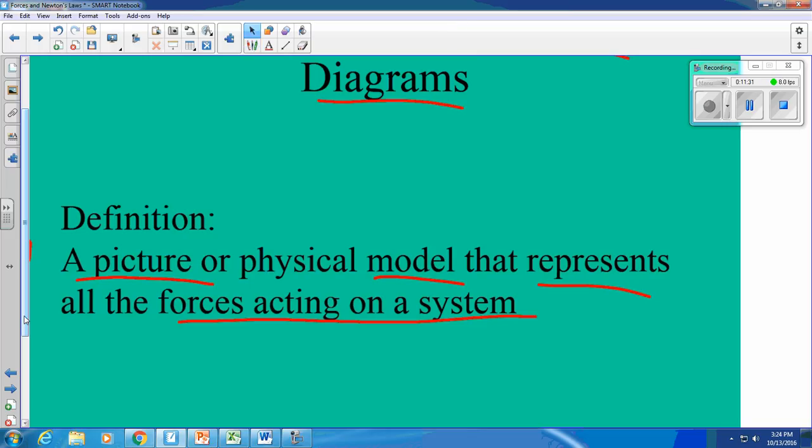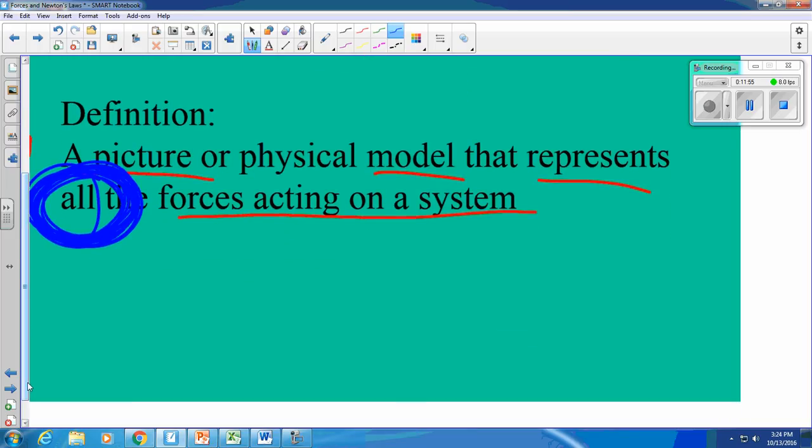Now, what you need to look for right here is it says all the forces acting on the system, which is super, super, super important. Not some of them, not a part of them, but all of them. Your picture should be all-encompassing of what is happening in the problem, because if you forget any of them, it's going to mess up your answer.